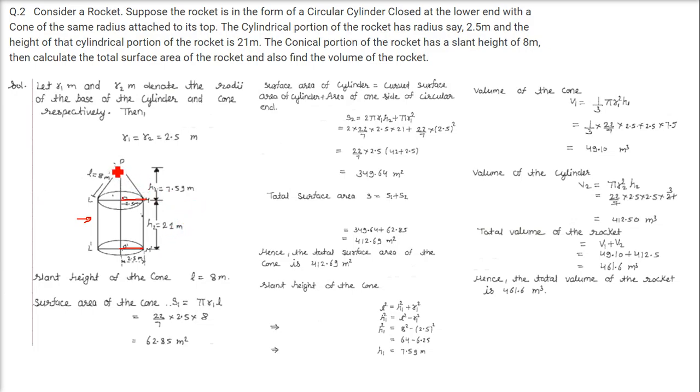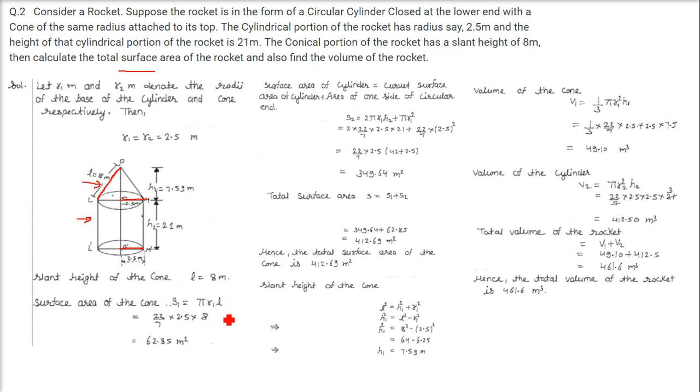The conical portion of the rocket has a slant height, this one, given as 8 meter. We have to calculate the total surface area of the rocket and also find the volume of the rocket. We have the radius, but we also need to find out the height of the cone, otherwise we will not be able to find out the volume. Because the slant height is given, we'll start with the total surface area.